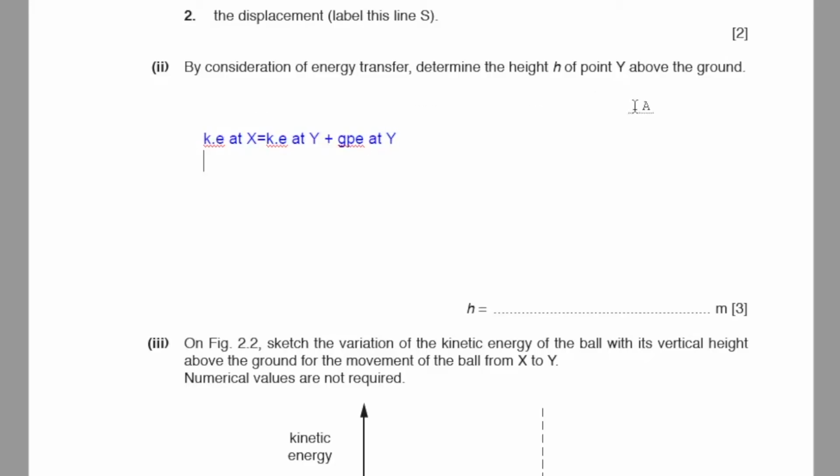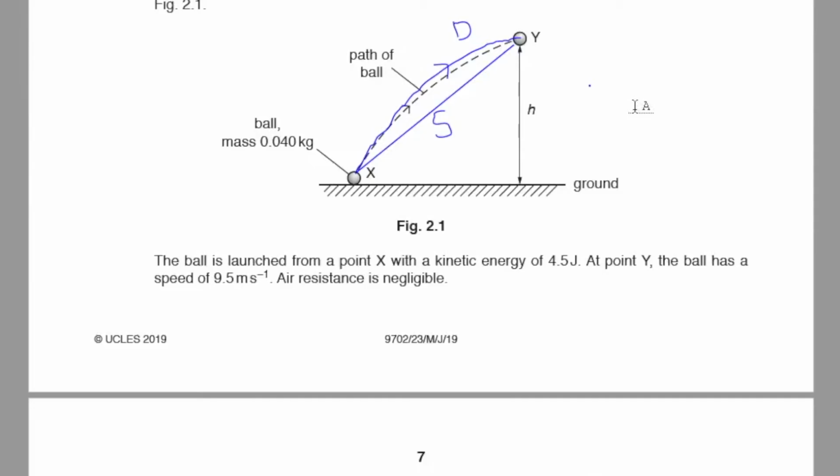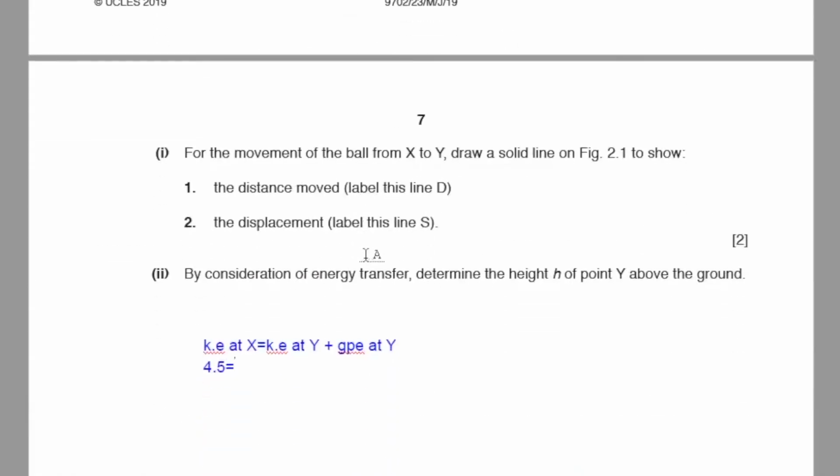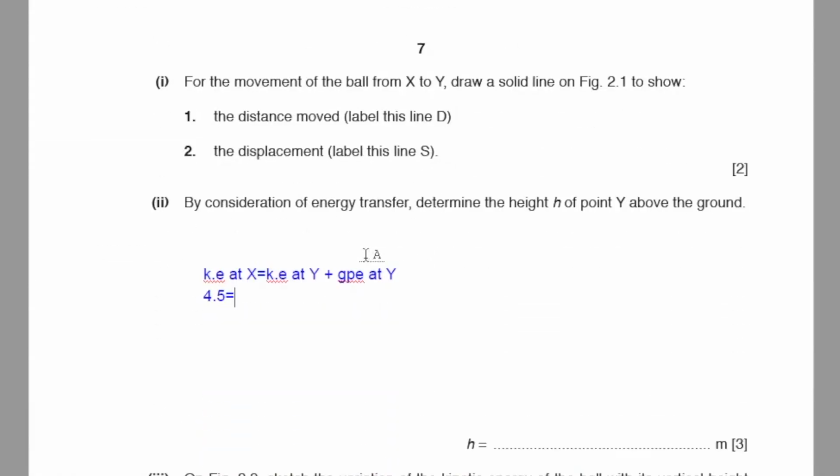Kinetic energy at X is 4.5 joules, which is mentioned in the question. Kinetic energy at Y can be calculated by using the formula of kinetic energy, half into mass. Mass is 0.04, into speed at Y, 9.5. So half into 0.04 into 9.5 squared, which gives us 1.805 joules. Plus the GPE. The formula for gravitational potential energy is mass, which is 0.04, multiplied by 9.81, which is the acceleration, into height.